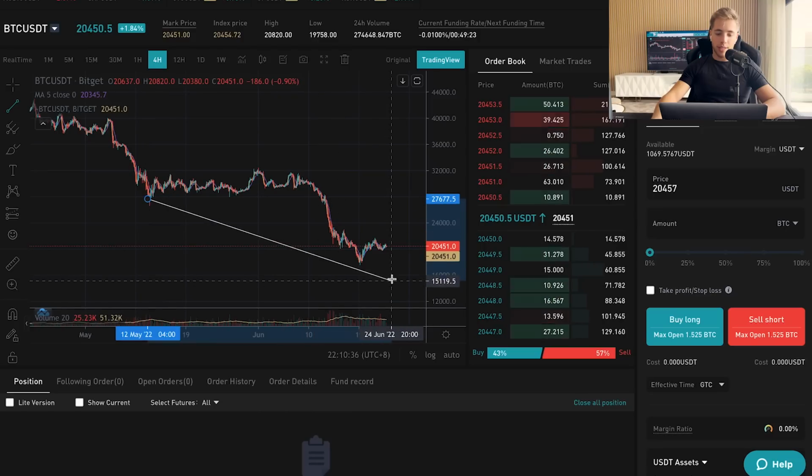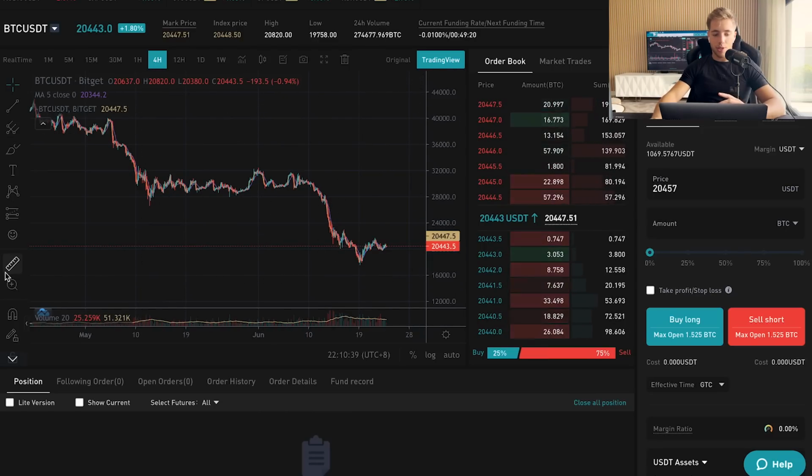If you want to do some trend line like this or something, you can use it here, or you can check the percentage. Most of the time you just use the trend lines and the percentage check.